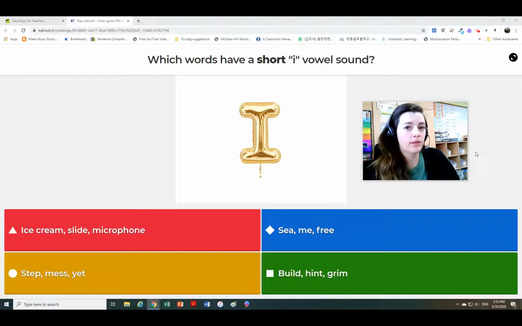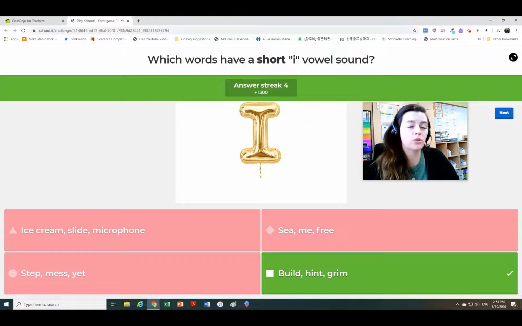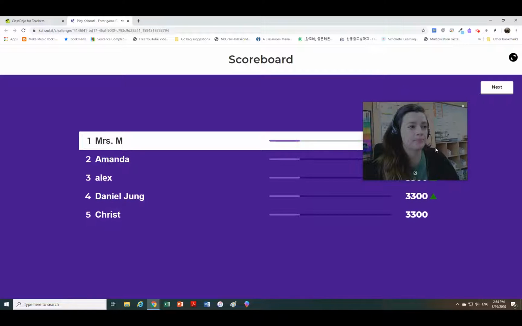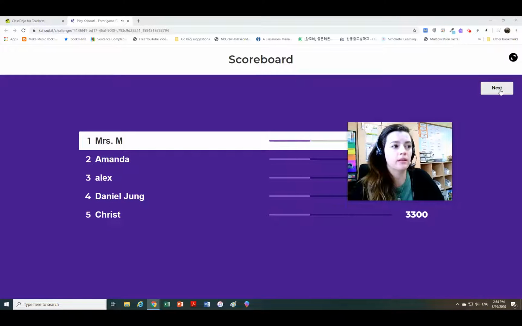Pause your video if you need more time. I'm going to say the answer in 3, 2, 1. Square. Short I has an I sound. Grim, hint, build. It is not ice cream, slide. It is not an I sound. So you should have made a square on your paper. If you got it wrong, it's okay. Mark it wrong. Okay. Next.